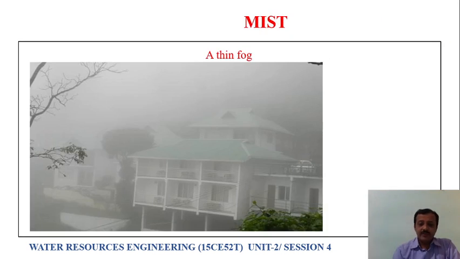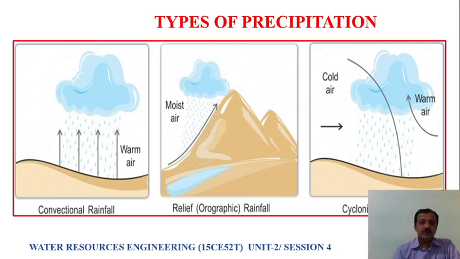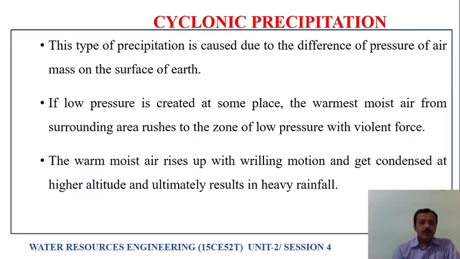Now we have discussed different forms of precipitation, right? Now coming to types of precipitation. There are 3 types of precipitation or rainfall. One is called convectional rainfall, next is orographic rainfall, and cyclonic rainfall. We will discuss these 3 types of rainfall now. Now what is this cyclonic precipitation?